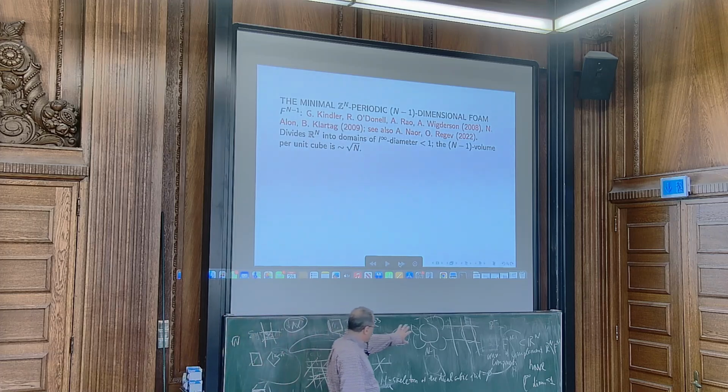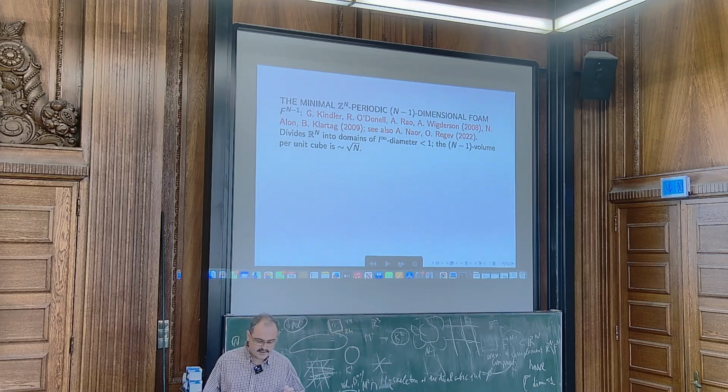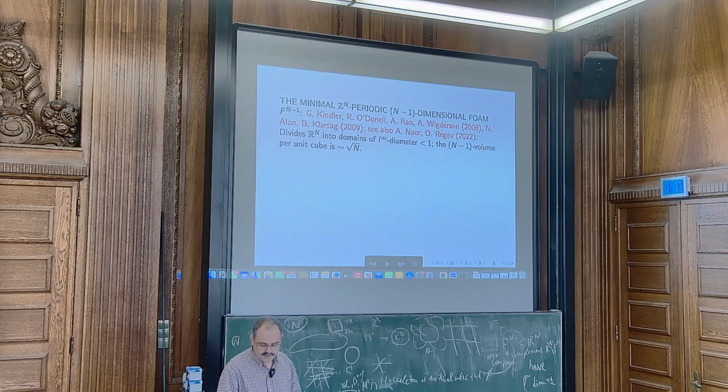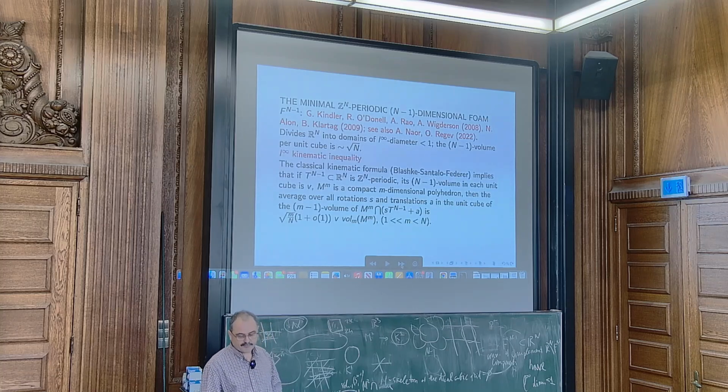Those first forms, the cells here, are not convex bodies. In Naor and Regev, they get convex bodies and tiling by copies of some convex body, but with a worse than square root of n estimate, which is not adequate for our purposes. And so this form divides Rn into domains of L infinity diameter less than 1, and the n minus 1 dimensional volume per unit cube is square root of n.